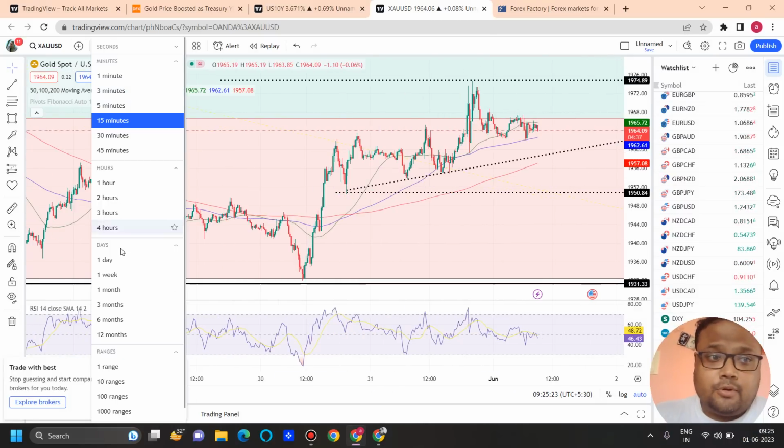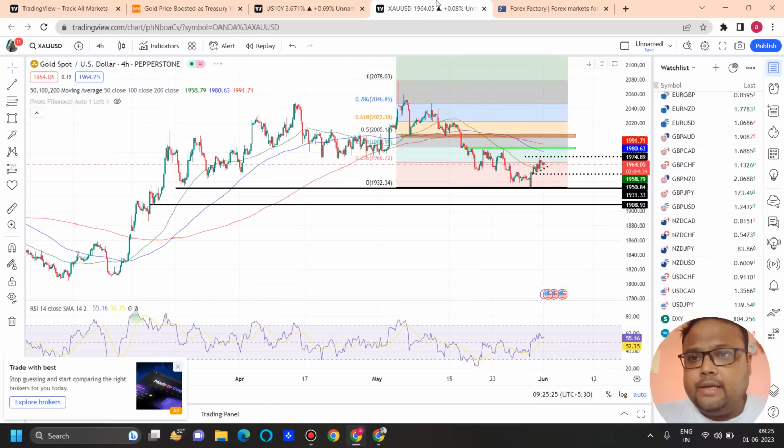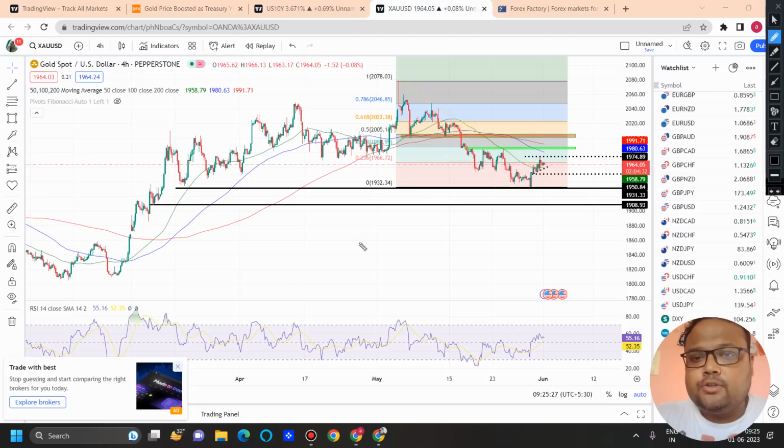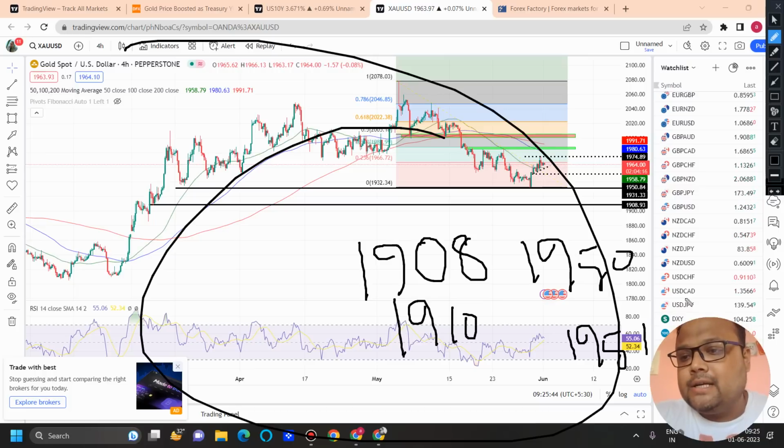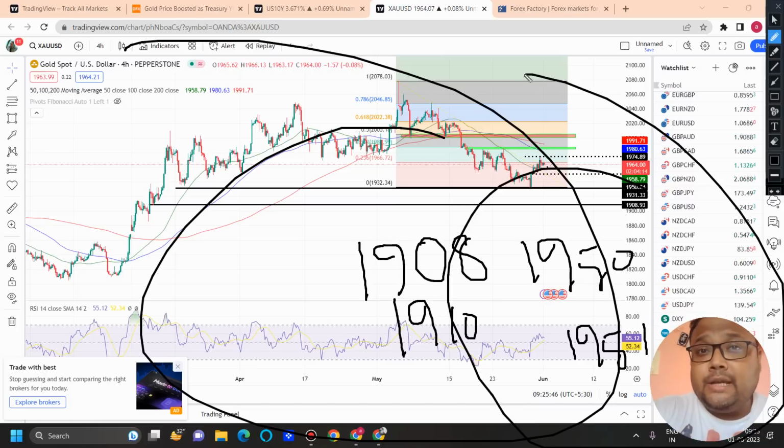In case there is a drop in the market, the strongest support on the chart of gold is around 1908 to 1910. This is the strongest support on the chart of gold. But before news we also have 1950 to 51 as another support, because as I mentioned at the start of the video, recently gold has formed a higher high.